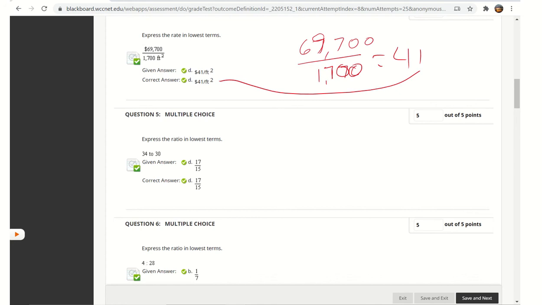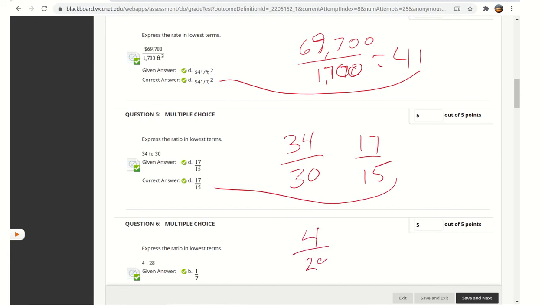And this expressing the lowest terms, 34 to 30, 34 over 30. And of course, since they're even numbers, you can divide both those by 2. That would be 17 over 15. There's your answer. Number 6, express the ratio of 4 to 28. Of course, you divide that by 4, and that becomes 1 over 7.